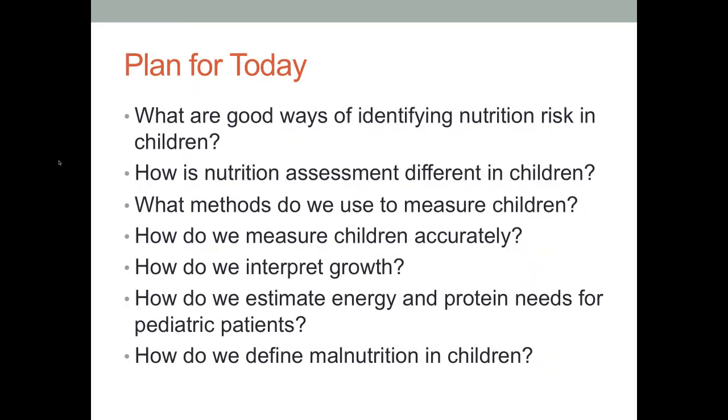Today we're going to talk about some ways of identifying nutrition risk in children. So just as there are ways of using screening tools to assess risk in adults, there's some slightly different ways to assess risk in children. We'll talk about differences in nutrition assessment in children compared to adults. We'll talk about methods that we use to measure children and how to use those methods accurately to get the best possible measurements. We'll go on to talk about interpreting growth and then how to estimate energy and protein needs.